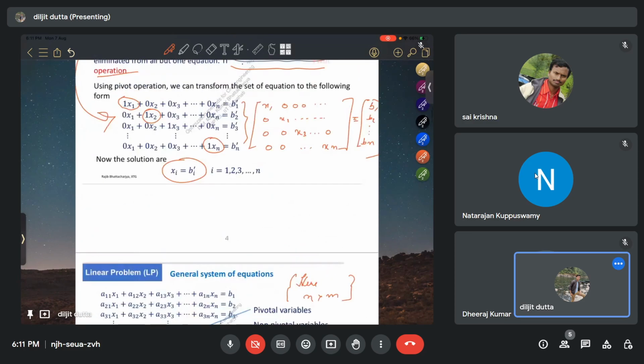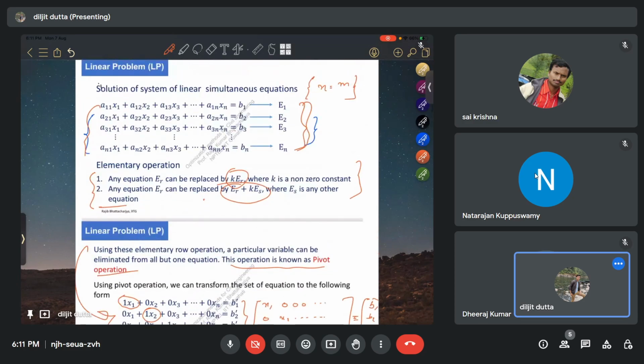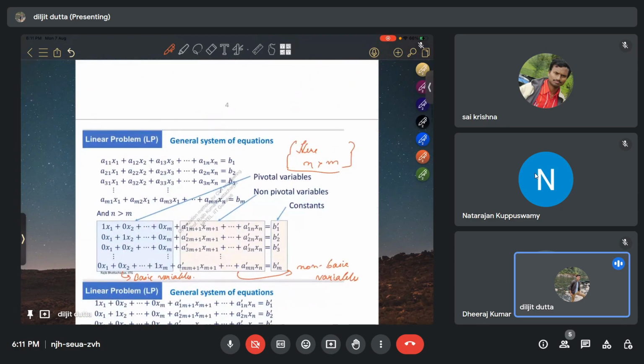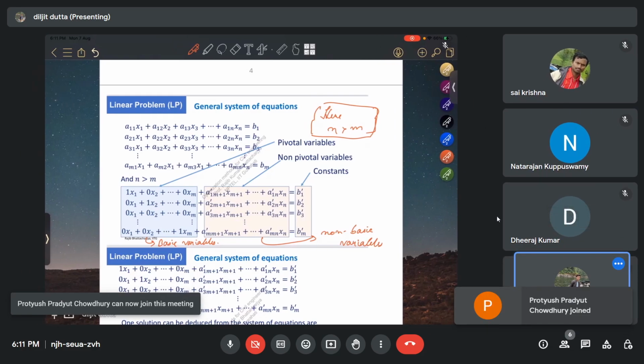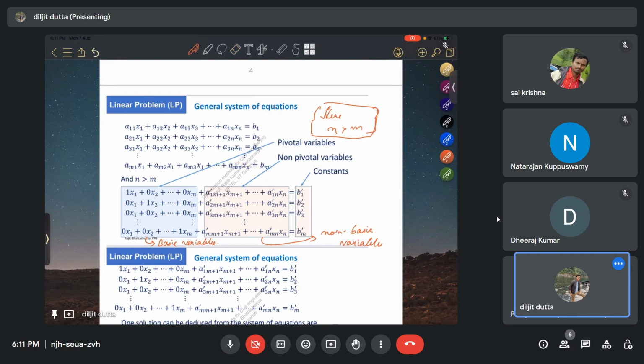Now this was just when the number of variables is equal to the number of constraints. Now there is a second condition, where the number of variables is greater than the number of constraints, that is n is greater than m. In this case, what should we do? We already have n variables and we have m equations. So we have to do the optimization.